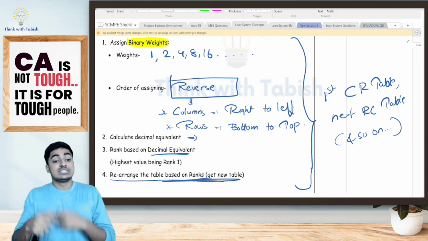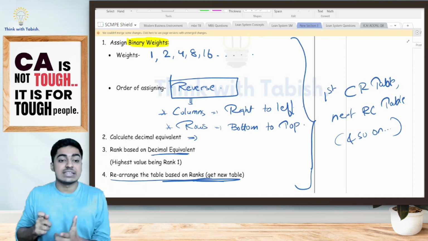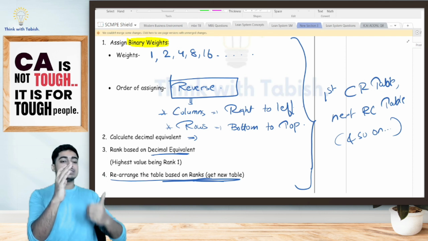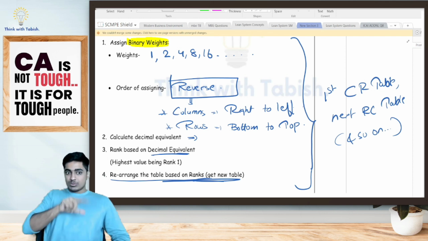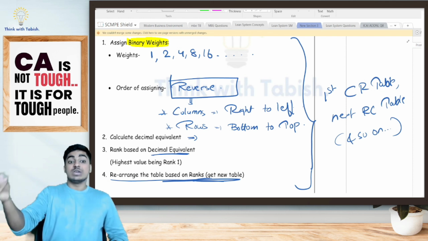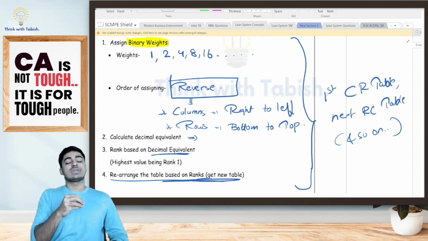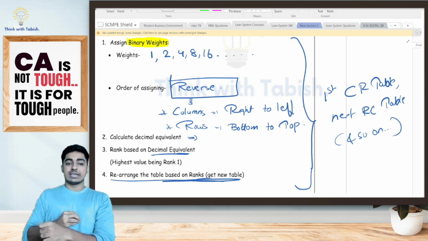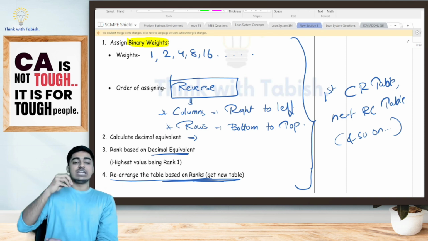Next, second table. It is my RC table. Here what I am doing, students? R: for my row, I am going to assign the weights. For my row, I am going to assign the weight 1, 2, 4, 8, 16. Now, for my row, I have assigned the weight. Based on that, for my column, I have to calculate decimal equivalent. Now for my column, I need to give the ranks. Based on that, my columns, I need to rearrange.